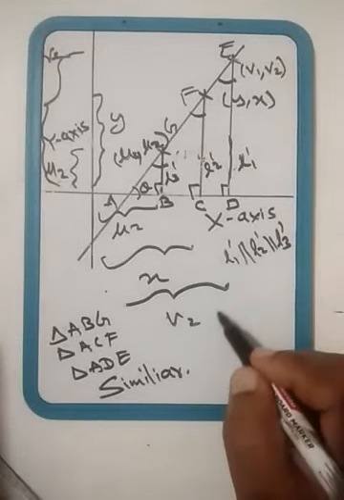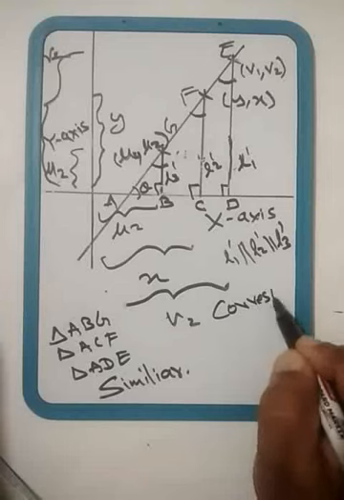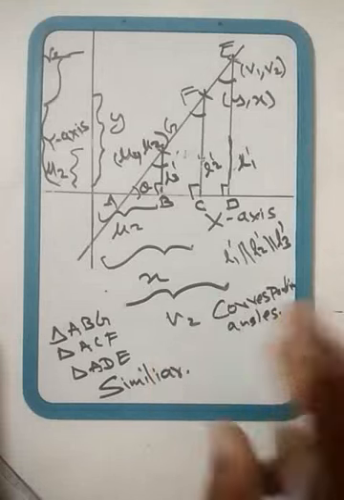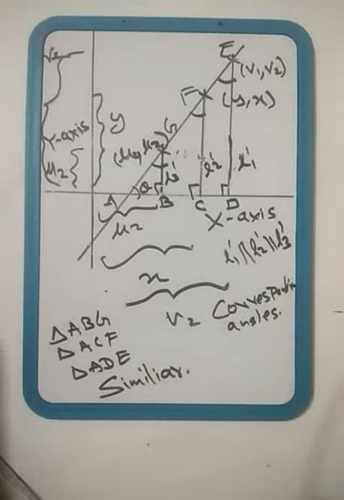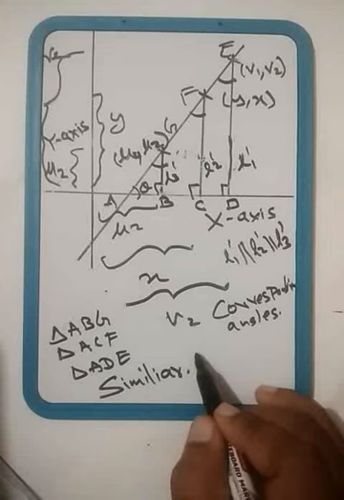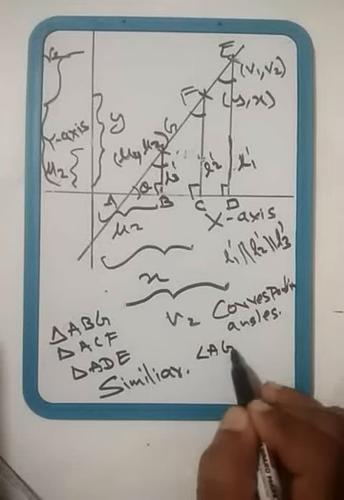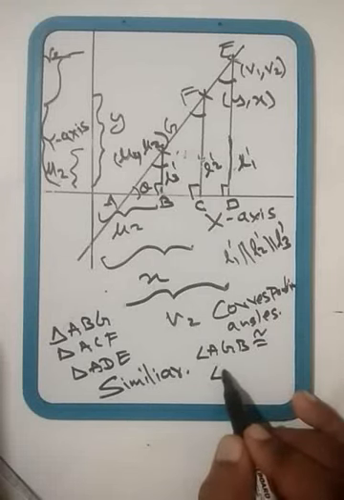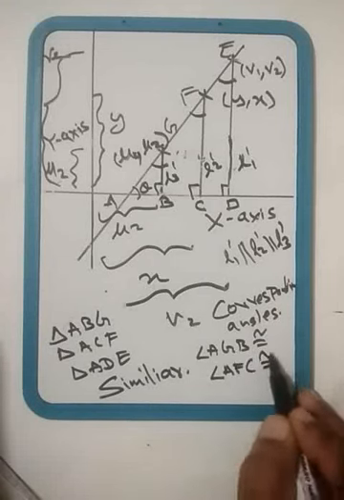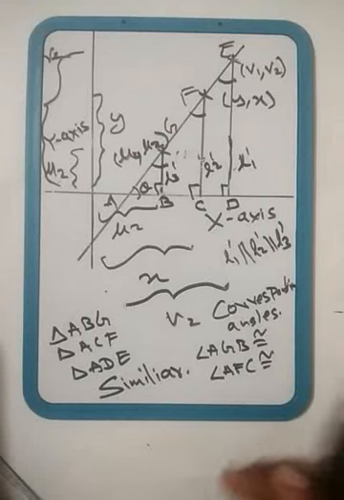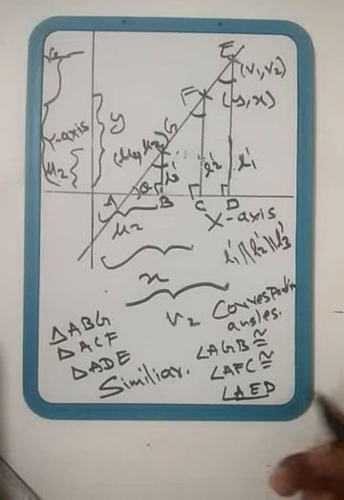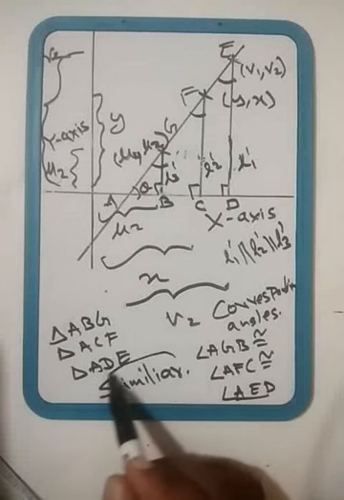So we can use corresponding angles again to get the following thing. Angle AGB is congruent to angle AFC is congruent to angle AED. These three angles are congruent. So this is what we have shown.